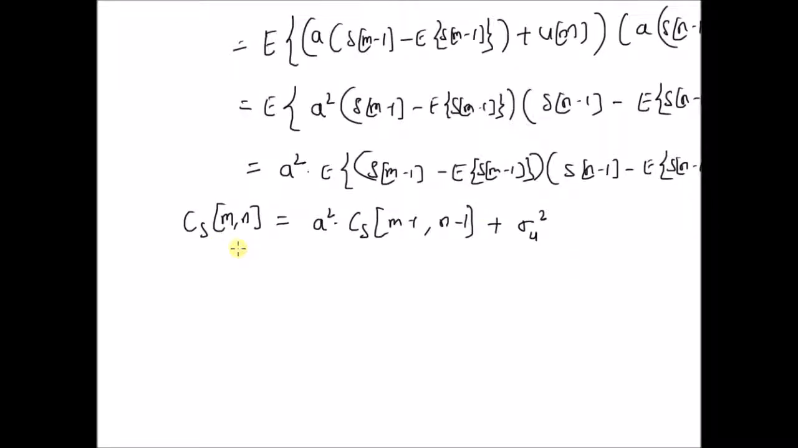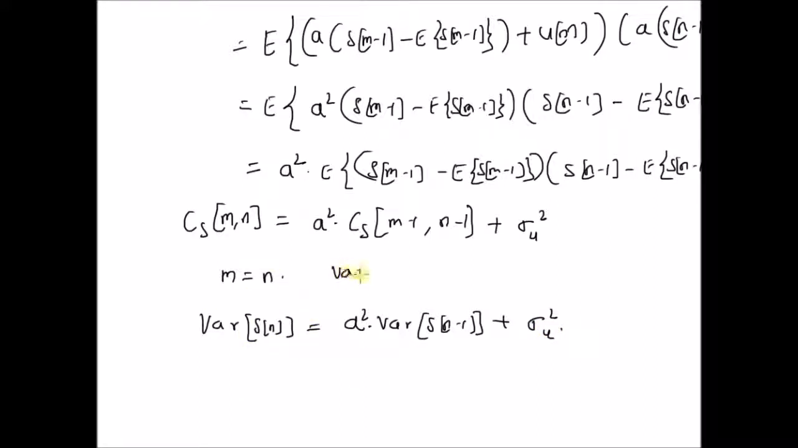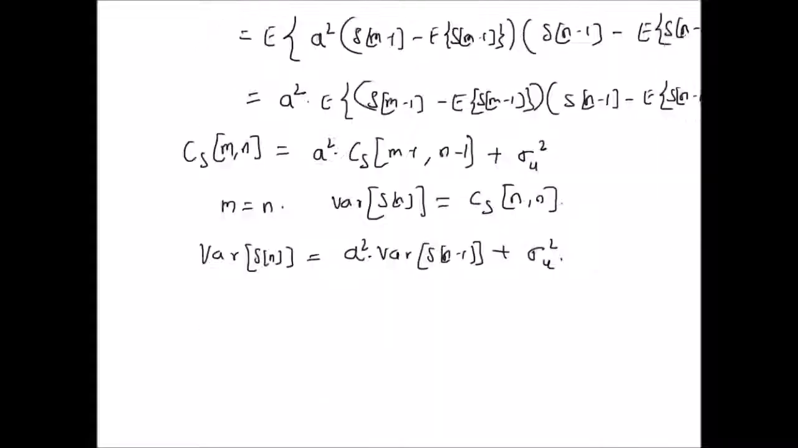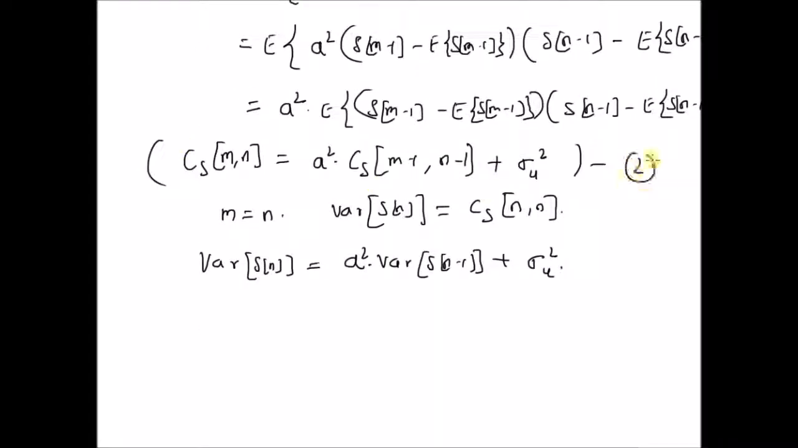Now we can easily derive the expression for the variance term by using m equal to n. We have variance of S of n is equal to a square times variance of S of n minus 1 plus sigma square u. This is true because at m equal to n, the variance of S of n is same as the covariance. Thus we have recursive expressions for the mean, that is this one, and the covariance and the variance.